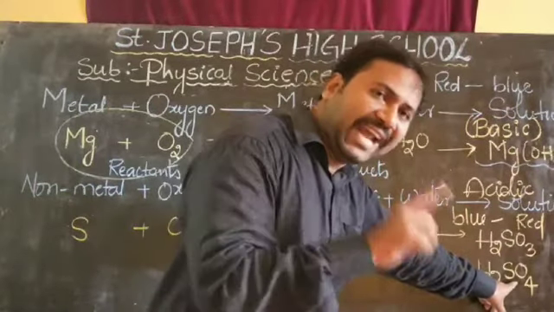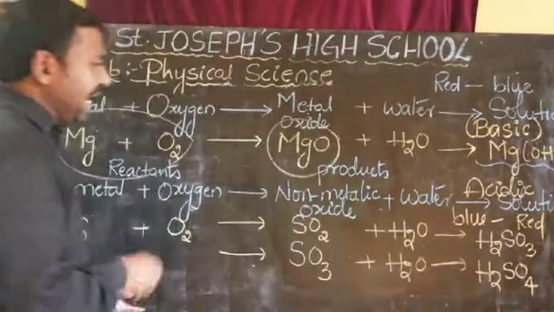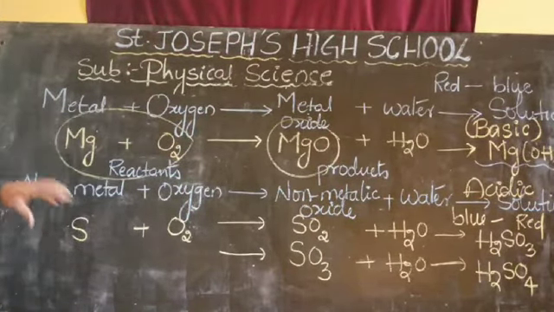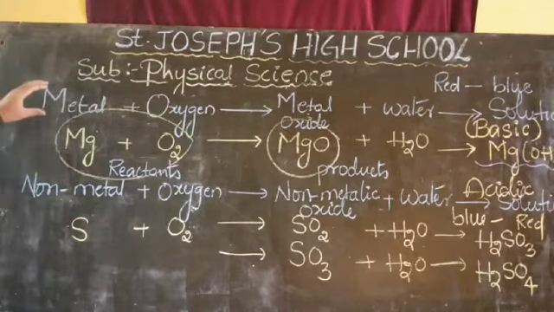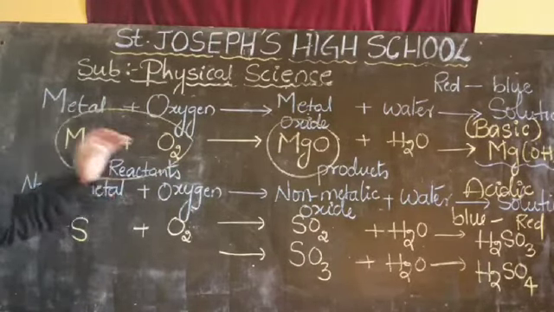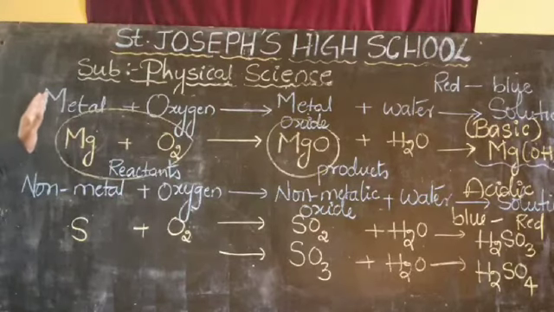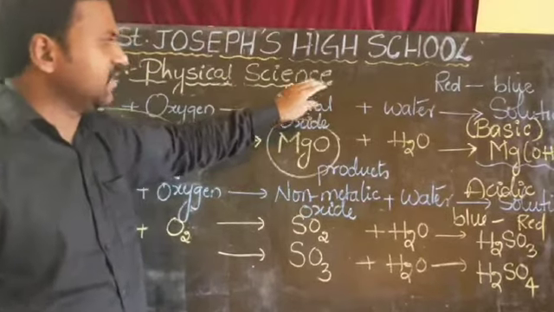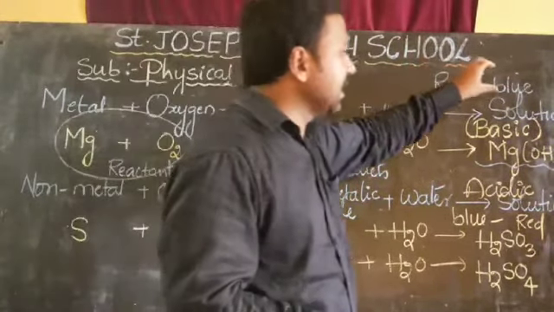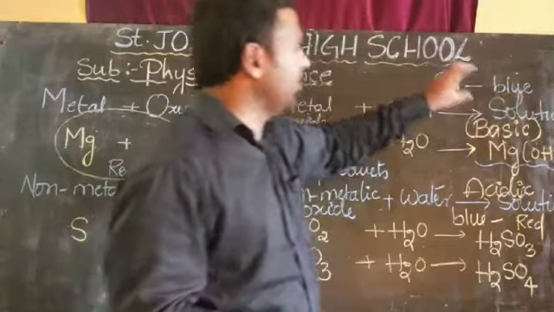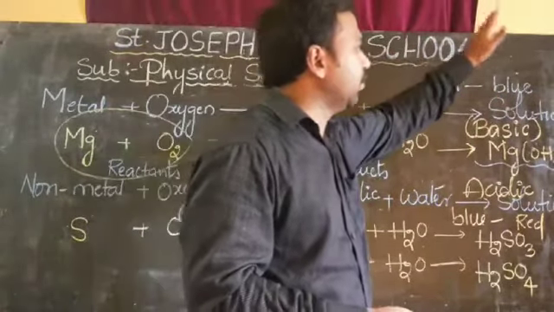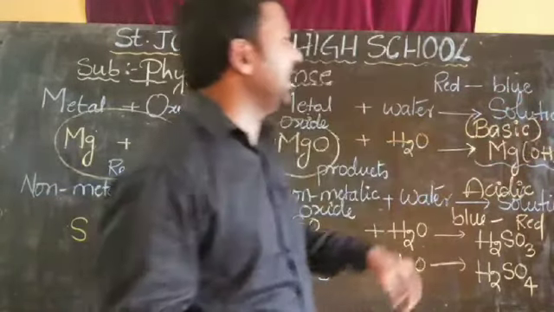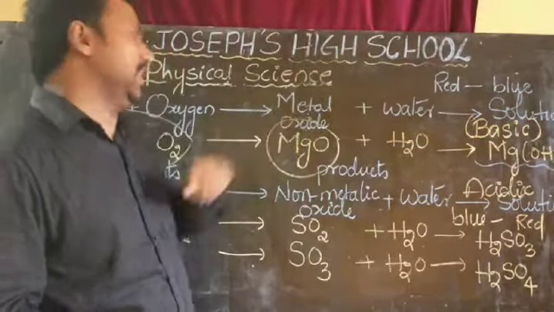H2SO4 sulfuric acid. H2SO3 sulfurous acid. So in total, these are the chemical properties of metals and non-metals when they react with oxygen. Metals when they react with oxygen will give metal oxide. That metal oxide will dissolve in water. Whatever solution we get will turn red litmus paper into blue litmus. That indicates the solution we are getting is basic in nature.